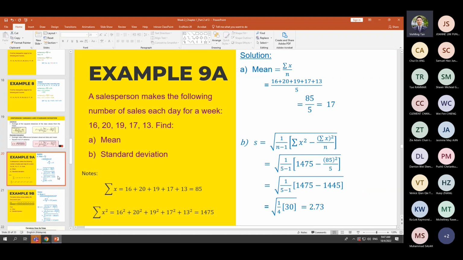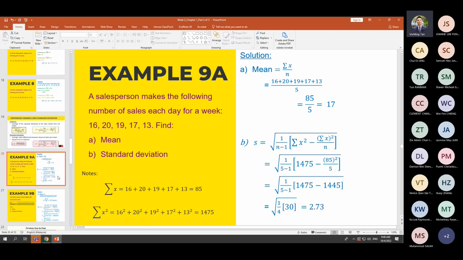Okay, 9A. This refers to the salesperson. The salesperson makes the following number of sales each day for a week. This is the daily sales data. We have 5 days of sales data: 16, 20, 19, 17, 13.